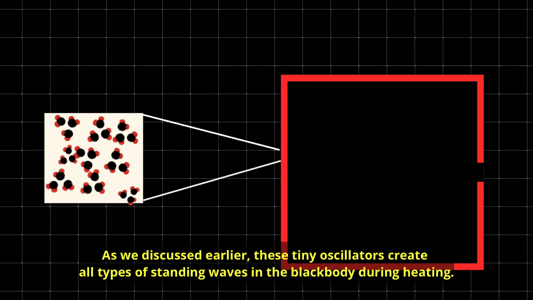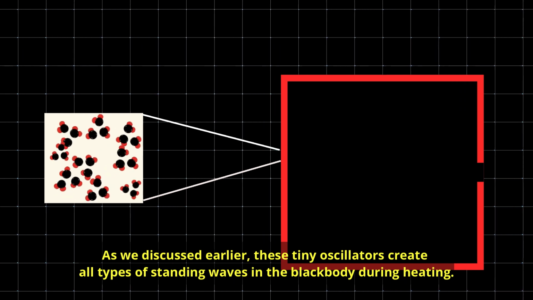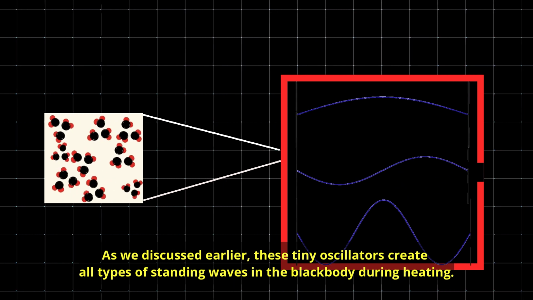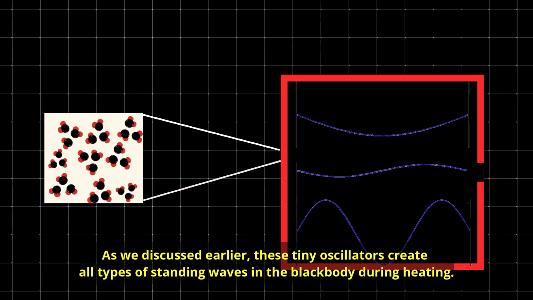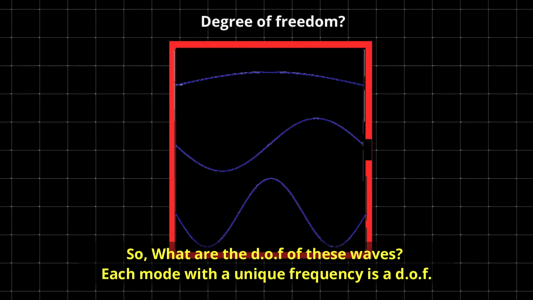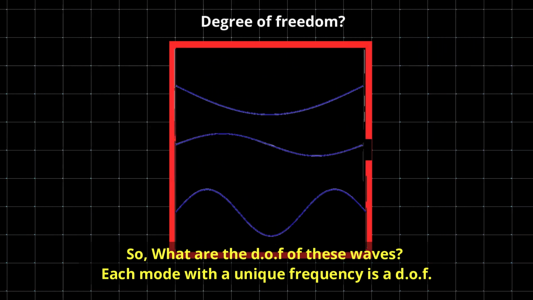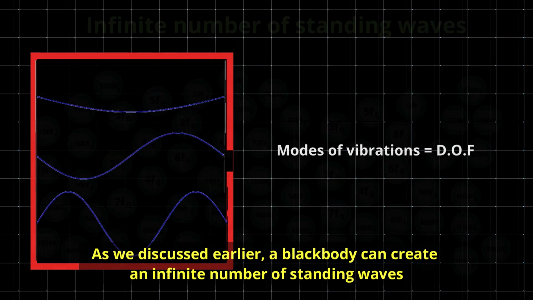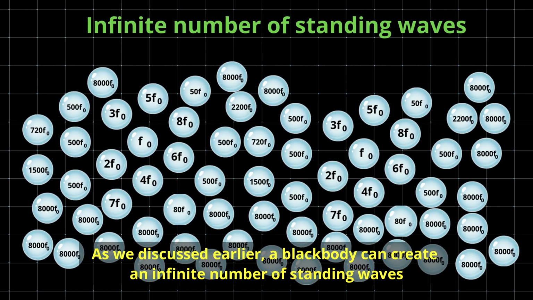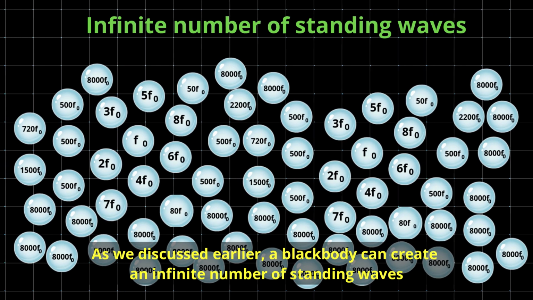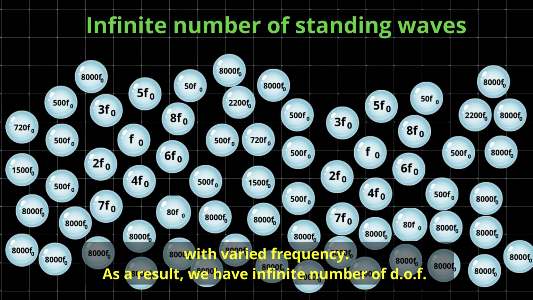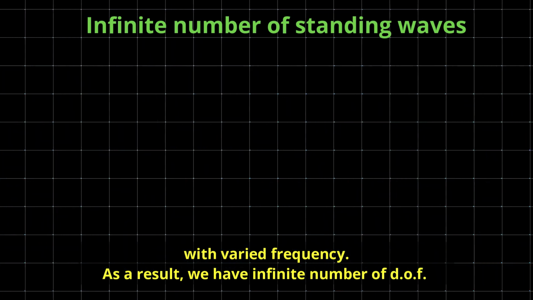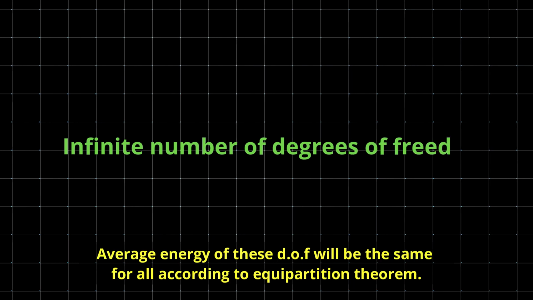As we discussed earlier, this tiny oscillator creates all types of standing waves in the blackbody during heating. So what are the degrees of freedom of these waves? Each mode with a unique frequency is a degree of freedom. As we discussed earlier, a blackbody can create an infinite number of standing waves with varied frequency. As a result, we have an infinite number of degrees of freedom.